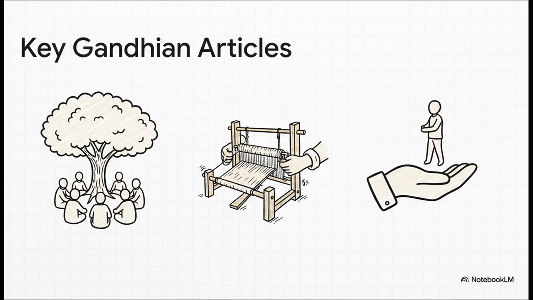Article 40 is a big one. It's about empowering villages, the panchayats, to be units of self-government. Article 43 is about promoting small-scale cottage industries to boost rural economies.